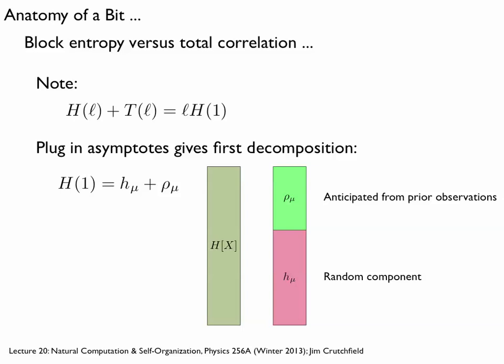So again, single symbol uncertainty breaks into a random part unanticipated by the past and a part that was anticipated by the past. Now for that interpretation, you have to go back and look at what the total correlation quantity meant. But on the time series side, that's the interpretation.